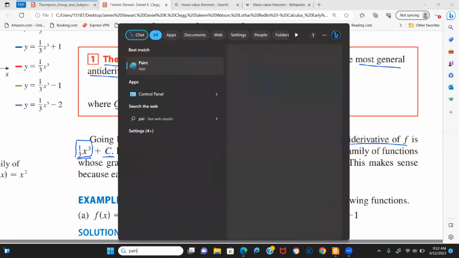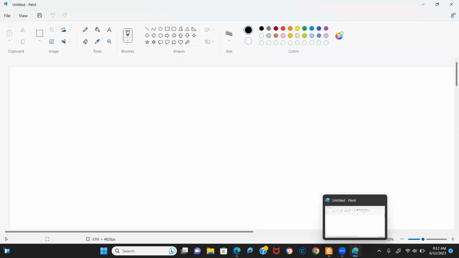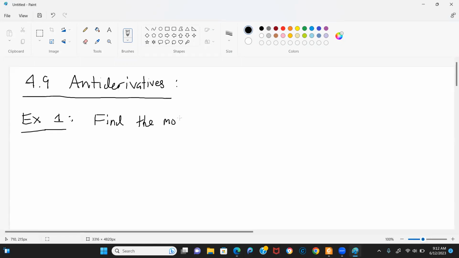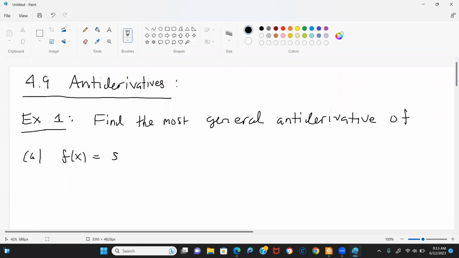All right, so let's look at these examples. Let's work through these examples right here. Let me open up Paint. Put this to the side. All right, so this is 4.9 on antiderivatives. And this is example 1. All right, so we have a couple parts. Let me actually write the statement down. Find the most general antiderivative of. Okay, so now for A, we have f of x is equal to sine x.